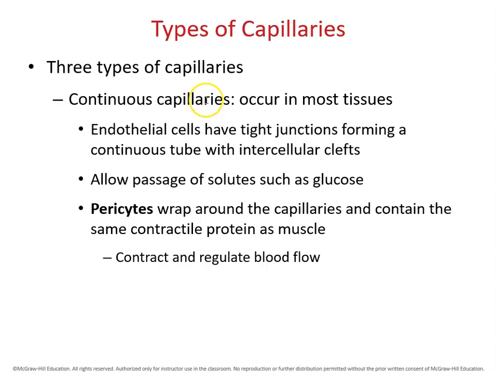The continuous capillaries occur in most tissues. The cells are linked by tight junctions to form a continuous tube with intercellular clefts. It allows passage of solutes such as glucose. Pericytes wrap around the capillaries and contain the same contractile protein as muscle. So they regulate the contraction of the capillary as well as the blood flow.